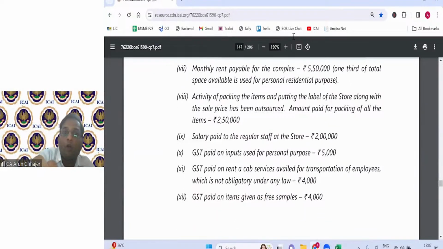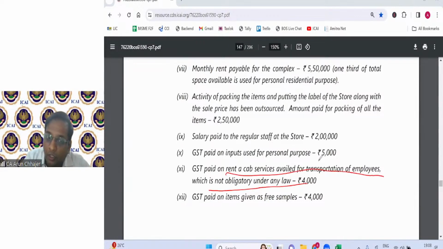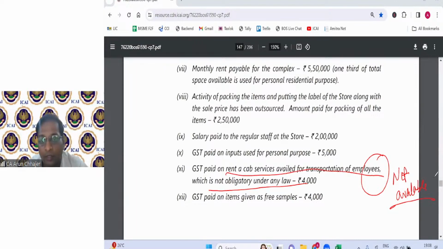Now what is it saying? GST paid on rent a cab for transportation of employees, which is not obligatory under any law. If you are using the cab for transportation, ITC is not available. But if it is compulsory under any other law for the time being in force, you can take the ITC. Of this rent a cab, whatever I have used for employees, but in this case it is clearly saying it is not obligatory, so ITC not available.